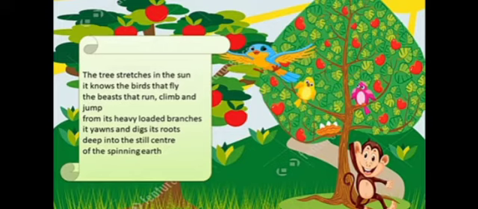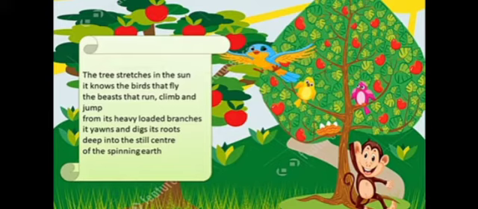So the trees take heavy root and deepen their roots. As I say, it yawns and digs its root. As they are heavy and loaded with all these creatures and leaves and the fruits, they send their roots towards the center of the earth to make fuller use of the property, the spinning of the earth, the rotating earth, to take nutrients from there and grow fully.